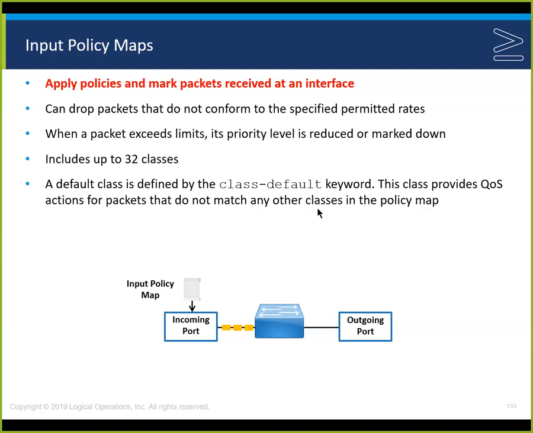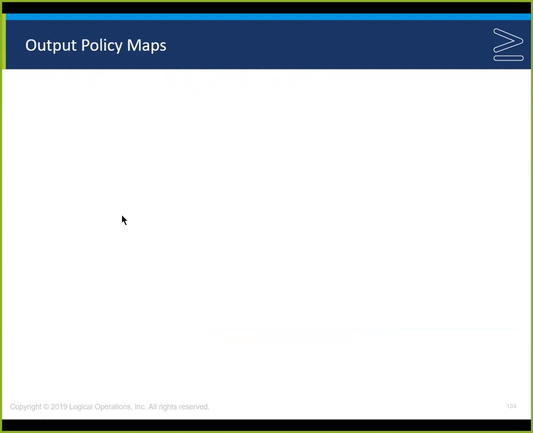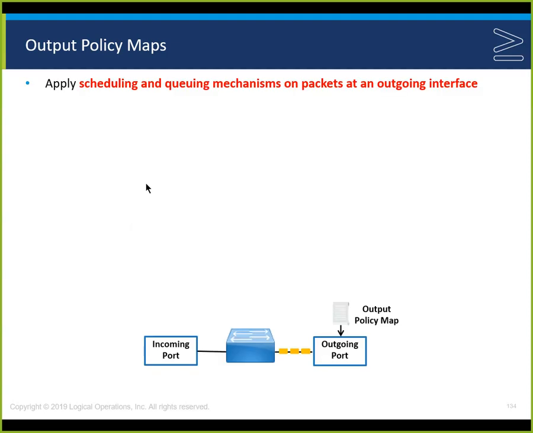So the class provides a quality of service action for packets that do not match any of the classes in the policy. Output policy maps apply at the outgoing interface, and we did that on the second router, where at the outgoing interface we said, okay, boss, you can have 20% of the traffic. When it came in, we said we're going to mark you for a 5. And that was so that we could keep track of things as it went from one device to the other.